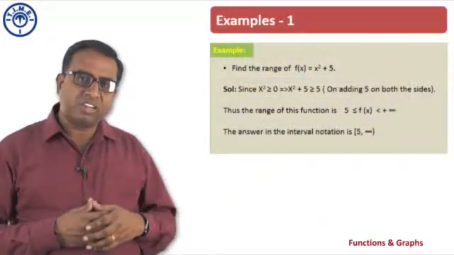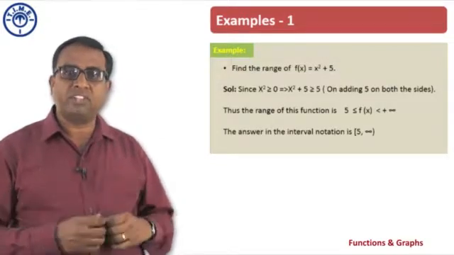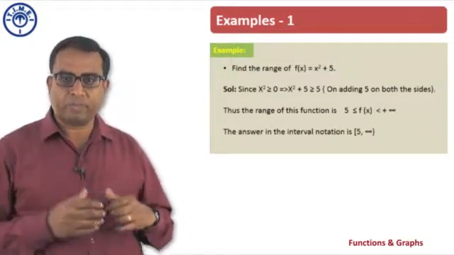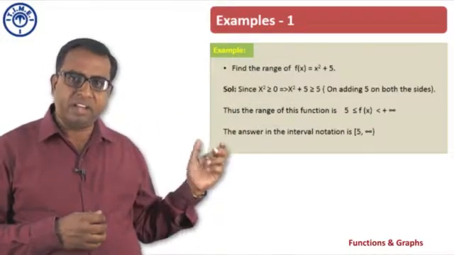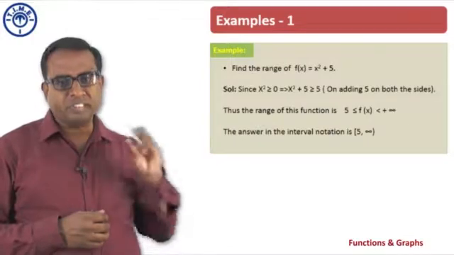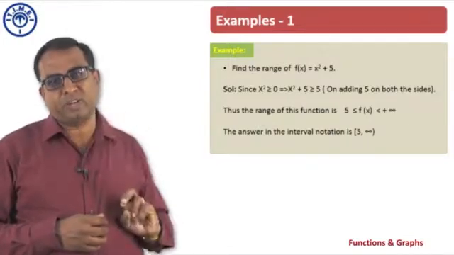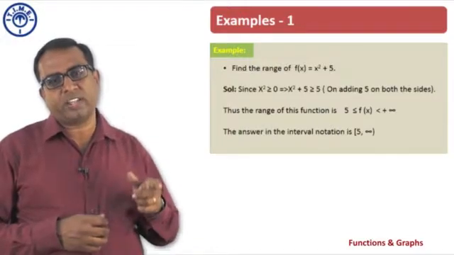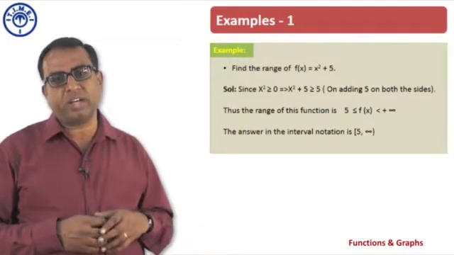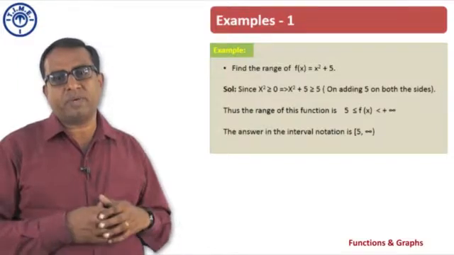Let's take for instance, you want to find the range of the function f of x is x squared plus 5. The first thing you need to do is, square of a number is non-negative. So when you say square of a number is non-negative, the first term x squared is greater than or equal to 0. Now if you add 5 to this inequality, x squared greater than or equal to 0, you add 5 on both sides, you get any number greater than or equal to 5.